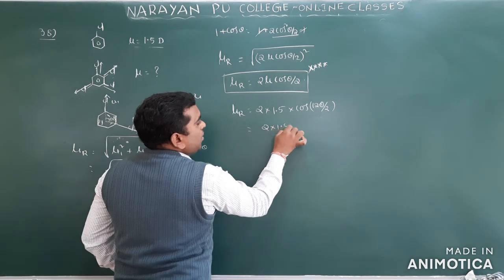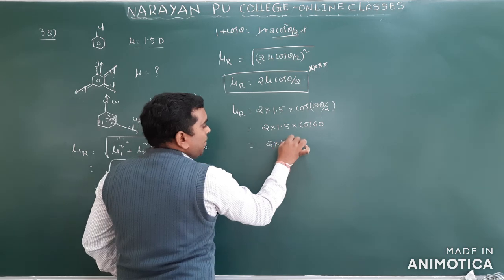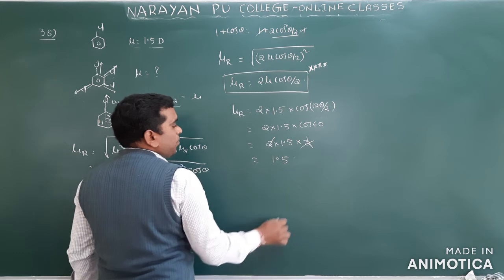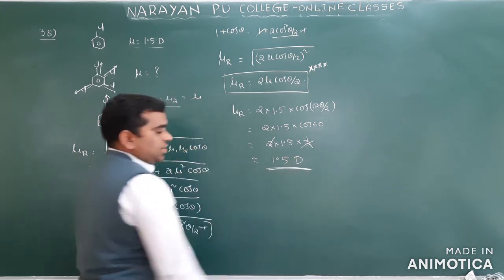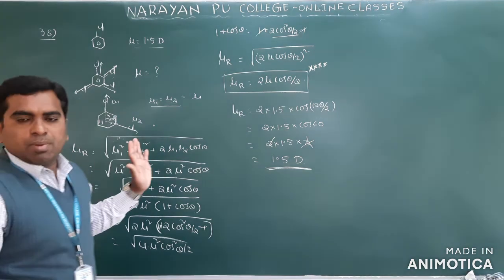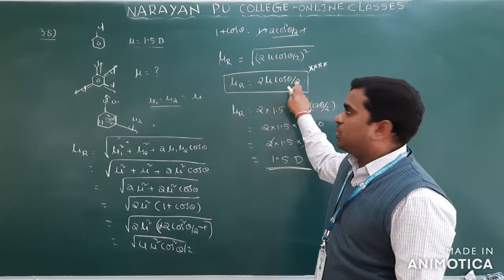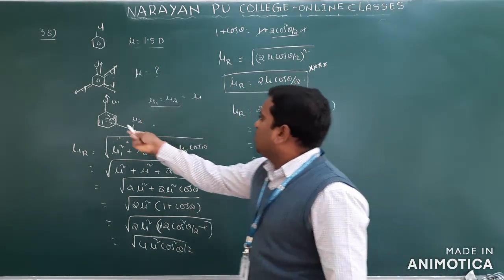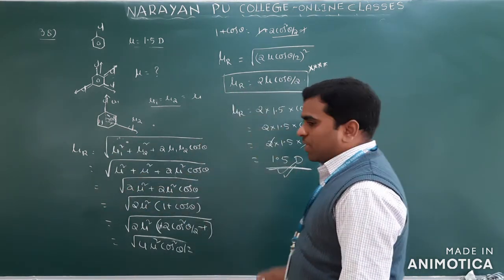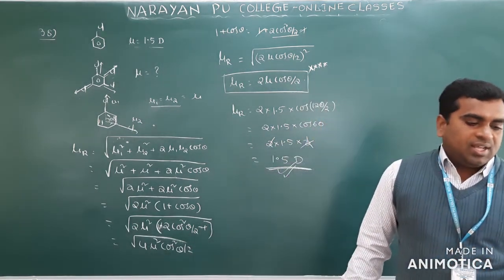Then we get 2 into 1.5 into cos 60. What is cos 60? 1 by 2. So the 1 by 2 cancels the 2, and we get 1.5 D as the resultant dipole moment. Clear? This is how to calculate. You just have to remember the formula: mu resultant is equal to 2 mu cos theta by 2. Mu is already given, theta we can find out, it is 120. So we get 1.5 D. That is question number 38.